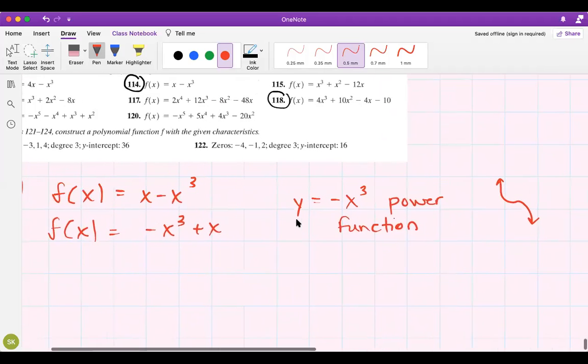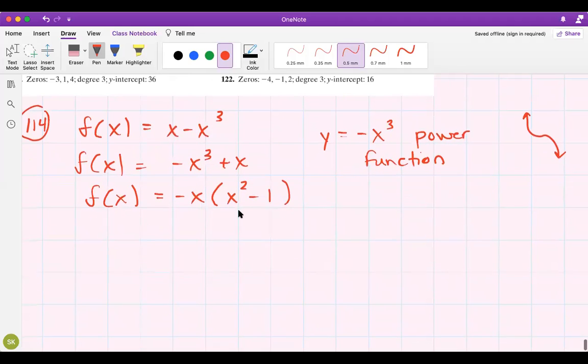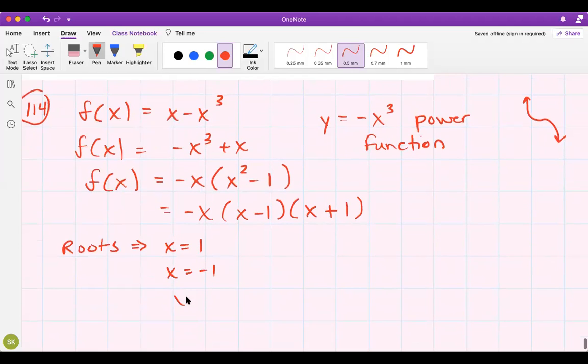The next thing I'm going to do is find the roots. And how I'm going to do that is I'm going to factor. So notice that the greatest common factor here is a negative x. We can take that out. And we'll get x squared minus 1. And then I can factor this. This is negative x, x minus 1, x plus 1. So our roots are x is equal to 1, x is equal to negative 1, and also this one in the front, x is equal to 0. And you can see for each one of these roots, we have a multiplicity of 1, which tells us we're going to cross.